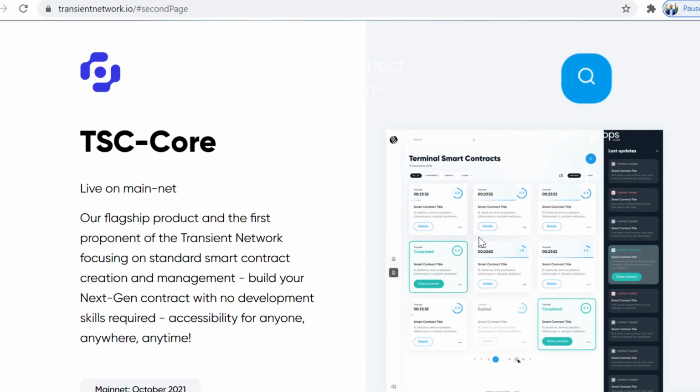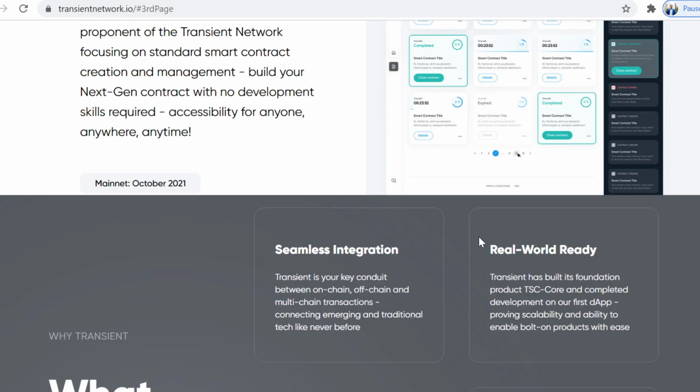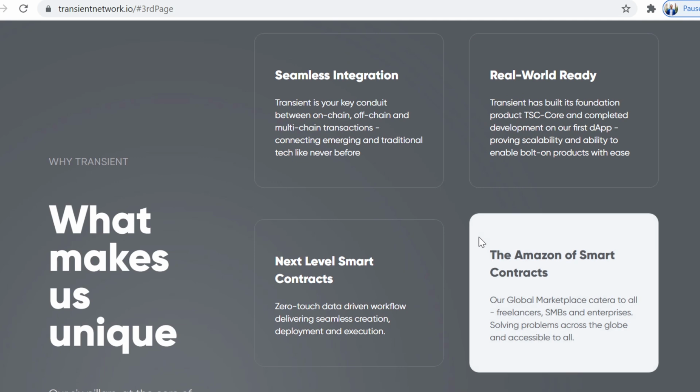So the TSC core, so live on mainnets, is a flagship product and the first prominent of the Transient network, focusing on standard smart contracts, creating and management. Build your next-gen contract with no development skills required, accessibility for anyone, anywhere, anytime. Now, that there is step number one that I want you guys to understand about Transient.